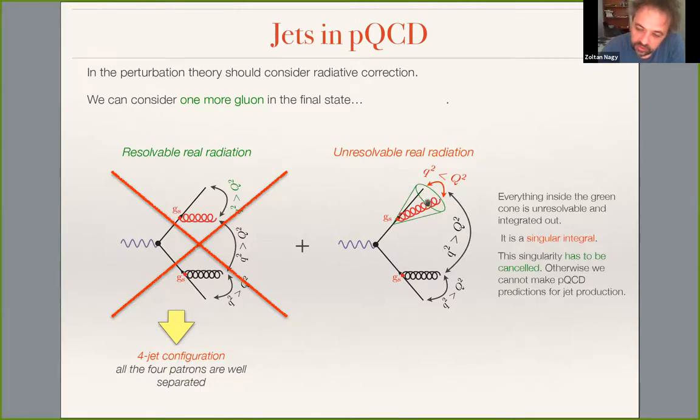So this gluon becomes unresolvable, so you cannot resolve it, you cannot detect it. So you have to integrate out basically in a cone around the quark, which basically describes this cone by this criterion that either the virtuality or whatever measure you use here has to be smaller than Q squared. But remember in this Feynman graph before, this more complicated Feynman graph, there is always a propagator here. And when this gluon becomes very, very collinear or soft, this propagator blows up and the integral becomes singular. Okay, so that could be a problem, so we have to deal with this singularity in the theory.